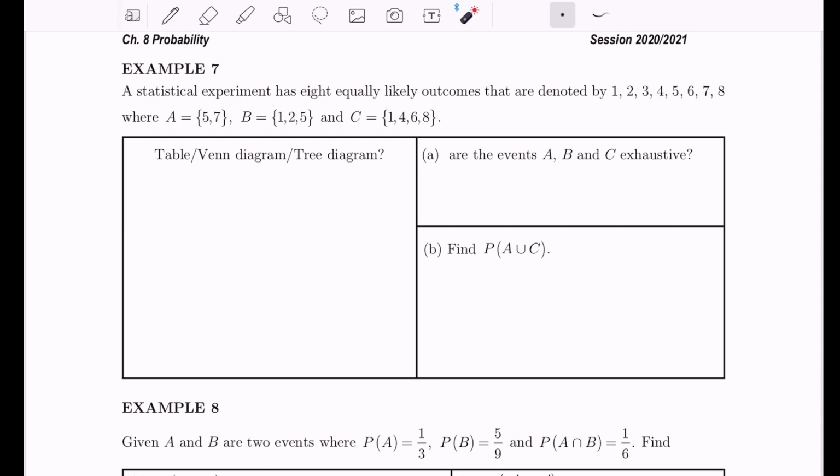These 3 events are A, B, and C. So we're going to have 3 circles: circle A, circle B, and circle C. Why do I make them overlap? Because as you can see, in these 3 events, we have overlapping numbers.